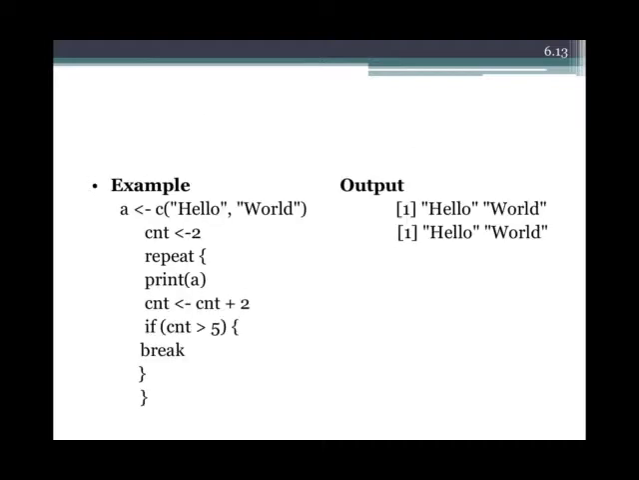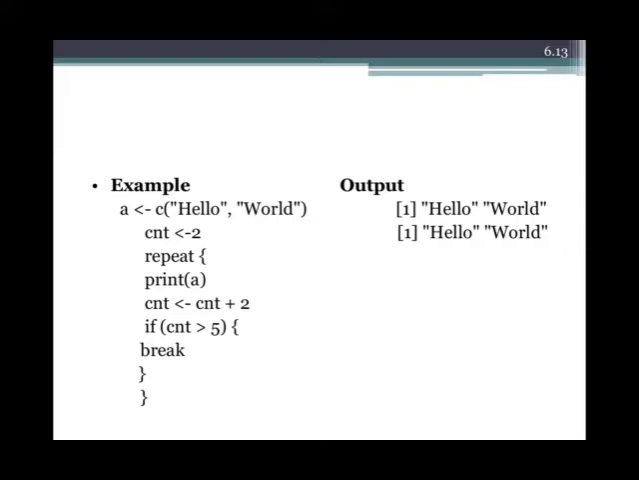The example is almost the same. We have this hello world as 2 words, and then we have the initial count value of 2 cnt. Then we open the repeat loop, we print the value of a, and then count increases by 2, which means it will become 4. And then we check if it is greater than 5, it's not yet. So we break if it is true, but since it's not yet true, the break will not happen.